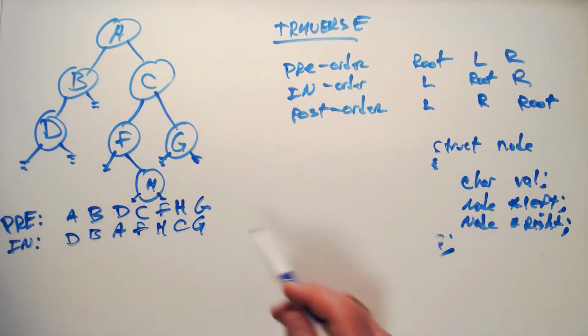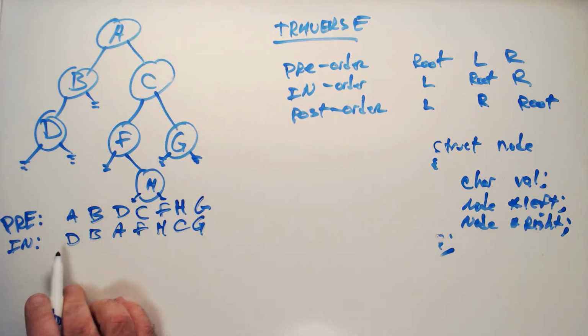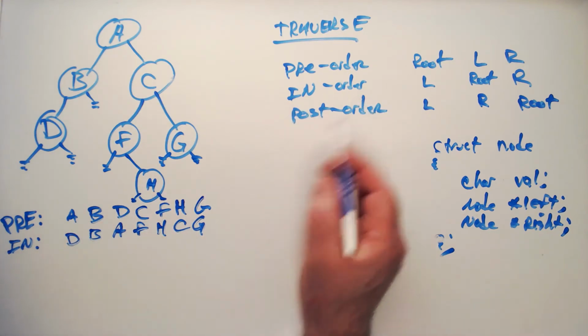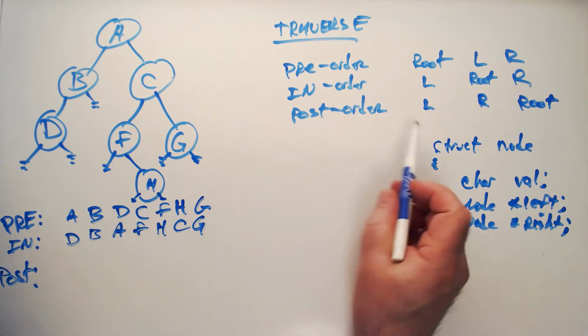Done. Go back to work in progress at A. A just finished its right child. Done. The whole thing is done. And this is the order in which these nodes will be visited in an in-order traversal. A post-order. I think you can see where I'm going here with this.